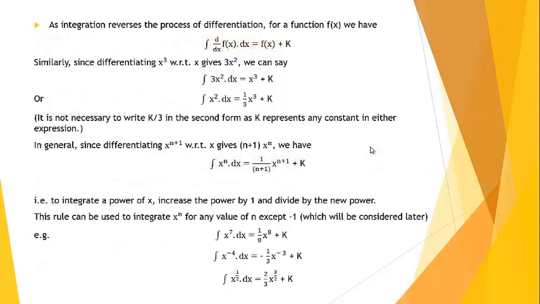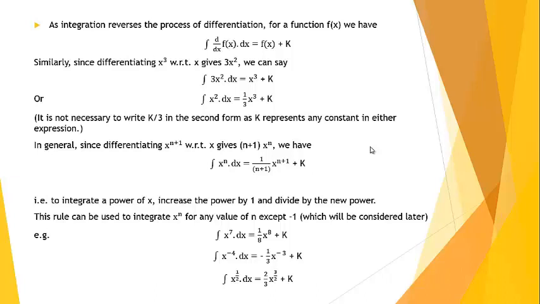As integration reverses the process of differentiation, for a function f of x, we have the integral of d/dx of f of x with respect to x equals f of x plus k. So here we are getting the same function f of x because the integration and the differentiation are done at the same time. So integration is the reverse process of differentiation. So the integration and the differentiation get cancelled out by themselves. So we end up with f of x with an arbitrary constant k.